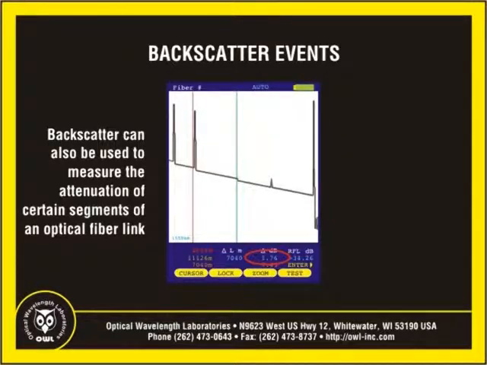Backscatter can also be used to measure the attenuation or loss of certain segments of an optical fiber link by placing the cursors at the beginning and end of the segment to be measured. If available, however, attenuation measurements taken with an optical power meter and light source always take precedence over OTDRs for end-to-end attenuation measurements.